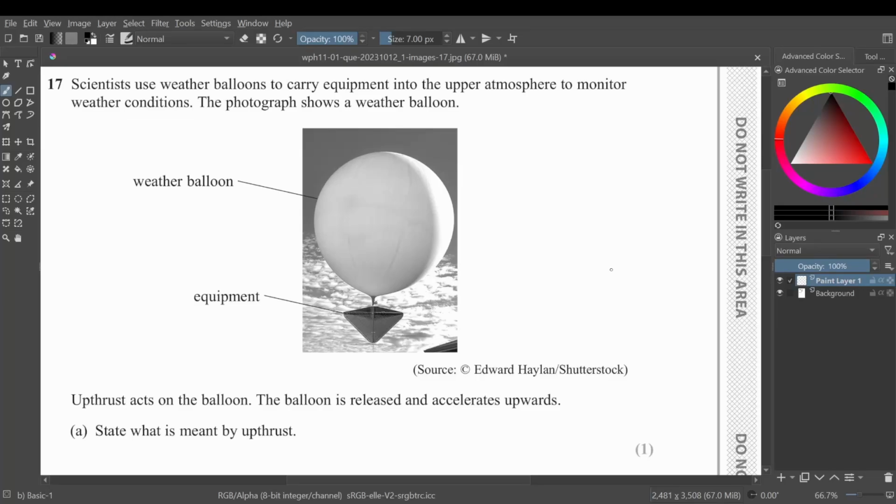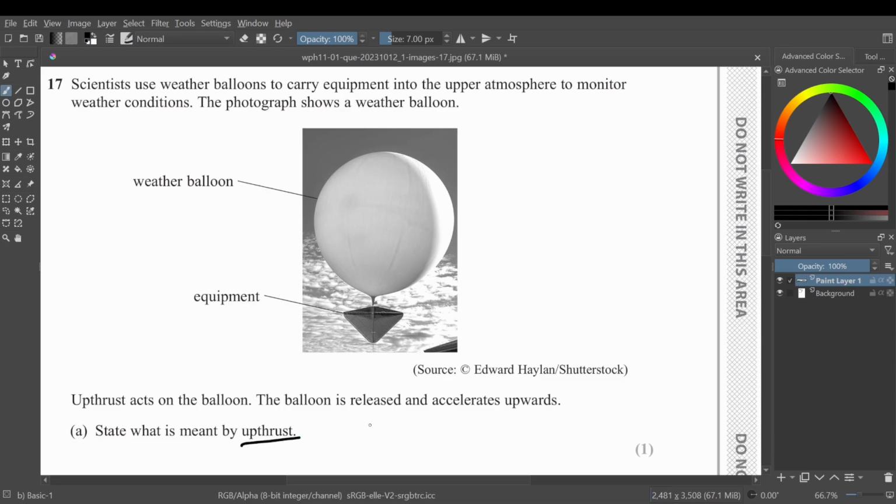Okay, so we have a question right here. It basically says that scientists use weather balloons to carry equipment into the upper atmosphere to monitor weather conditions. The photograph shows a weather balloon. Upthrust acts on the balloon. The balloon is released and accelerates upwards. State what is meant by upthrust.